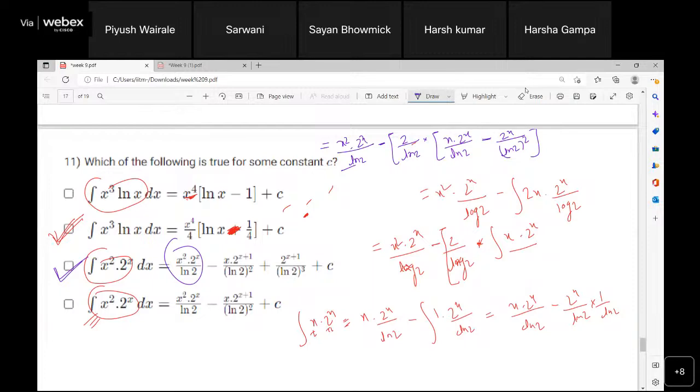Yeah, so 2 into 2 to the power x means I can write 2 to the power x plus 1, right? Yes. This one here, so this is the case. And the same thing here we are doing. So it is square, so if you multiply by ln of 2, it will be cube, right? So minus minus will become plus. So option C is the correct one.